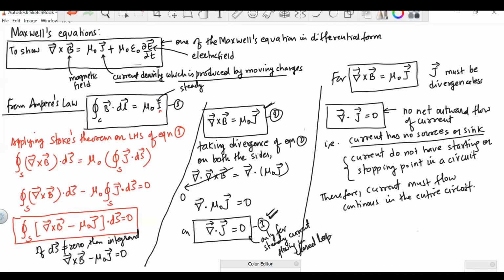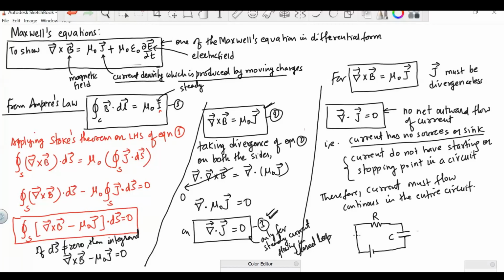Entire circuit. So we need to understand this. Clear? Now, divergence J equals 0 is valid only for steady current. Clear? So if you consider this, let's say you have an RC circuit. This is R, and you have a capacitor, connected in this way. So we have this. I'm not using a key.